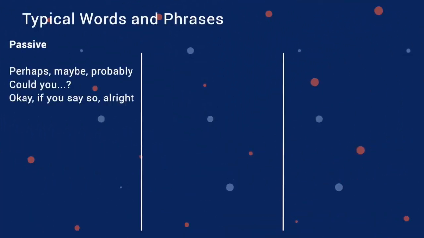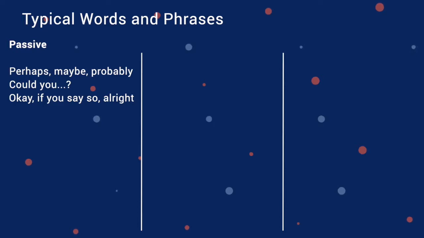So let's get into it, and we're going to start with the kinds of words people use. Let's look at the kind of words that indicate a passive kind of frame of mind. These are hesitant sort of words like perhaps, maybe, and requests framed as could you, maybe. You'll also get somewhat submissive confirmations like okay, if you say so, all right, rather than strong, confident yes and no.